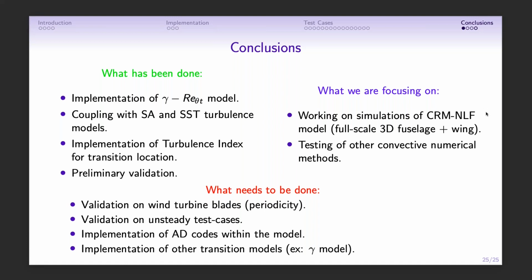In the future, there will also be validation on wind turbine blades, so that we can check also the periodicity boundary conditions, and validation on other test cases. The implementation of the automatic differentiation within the model, because for now there is none. And probably in the future, the implementation of other transition models, for example the variation of this model here.